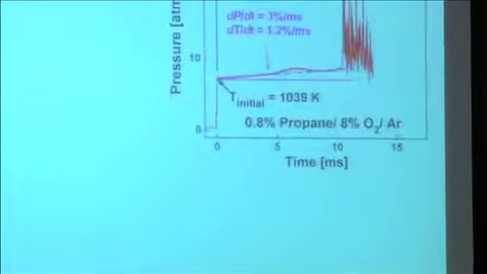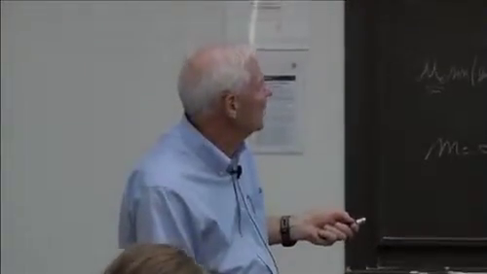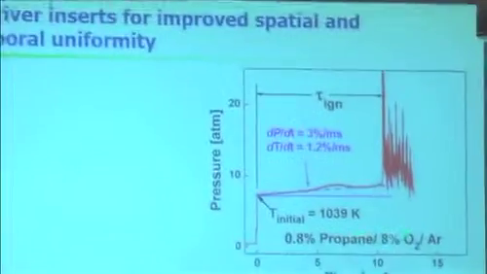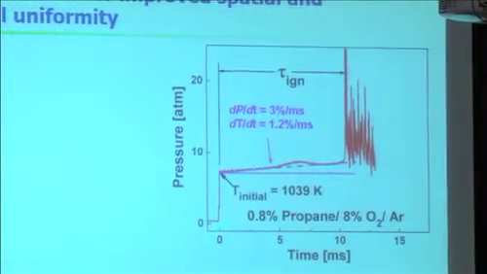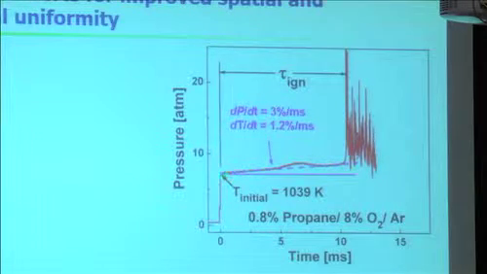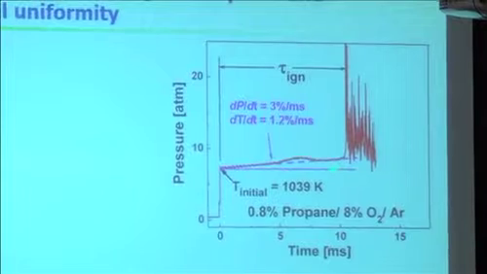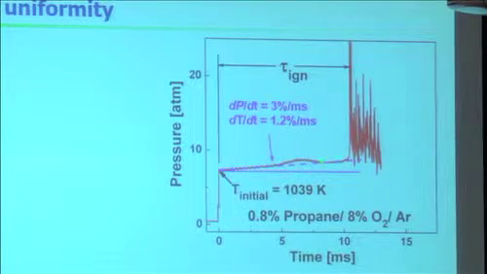Now, I'll show you this. Okay, new problem. When you do this experiment in propane, say 0.8% propane, I think that's an equivalence ratio of 0.5, here's the pressure signal you get at the end wall. Here's the incident shock wave, here's the reflected shock. In an ideal world, this pressure is constant. In the real world, it isn't constant. And we call this the dp/dt problem.